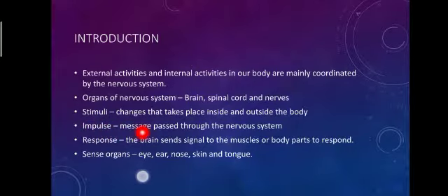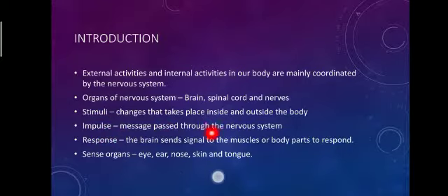Impulse is a message passed through the nervous system. So whatever changes is happening outside the body or inside the body, that is sent to the central nervous system, that is brain and spinal cord, and that message can also be called as impulse.